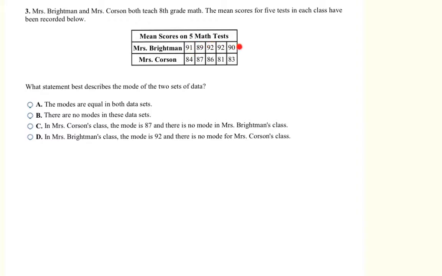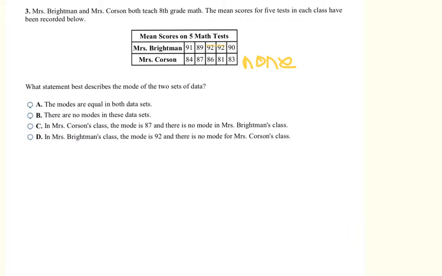So if I look at Mrs. Brighton's, 91 occurs once, 89 occurs once, 92 occurs twice, and 90 occurs once. So 92 occurs the most times. And I can look at Mrs. Corson, 84 occurs once, 87 once, 86 once, 81 once, and 83 once. So this one doesn't have a mode, because each number occurs only once.